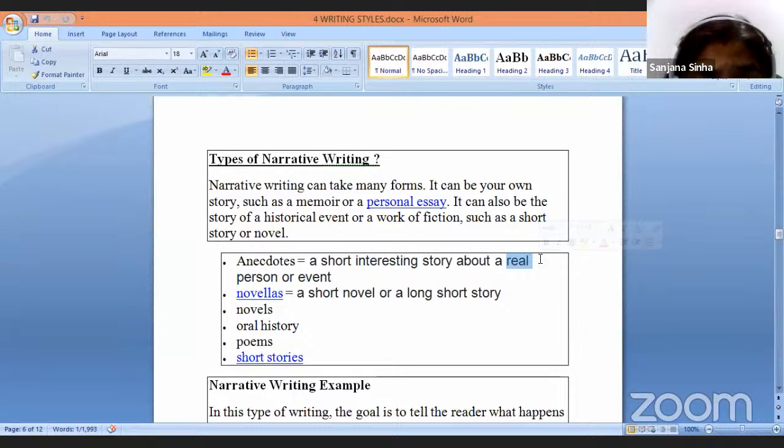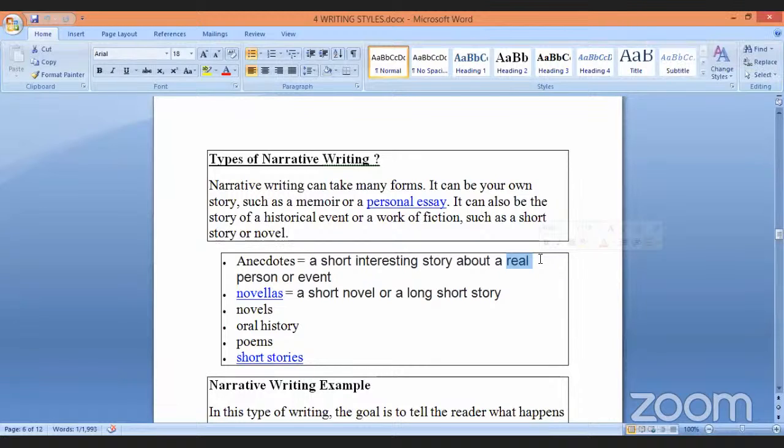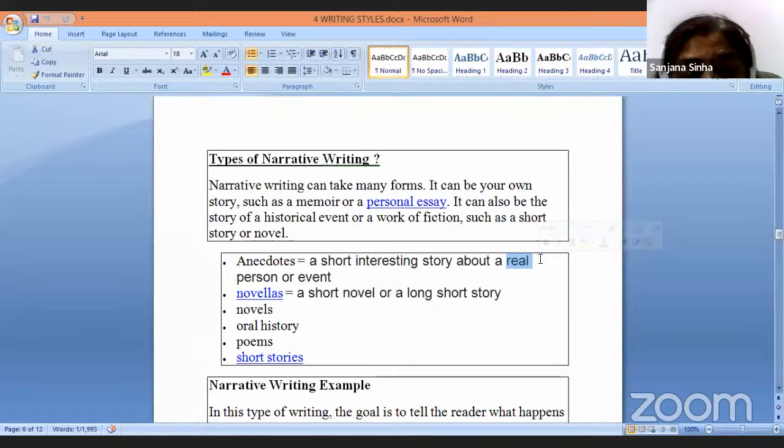So the second is novellas. Novellas का मतलब होता है a short novel. Novels are supposed to be big. छोटा सा novel है तो उसको कहते हैं novella, या लंबी सी कहानी है, long, a short story which is not a novel, a short story which is pretty long. So narratives can also be novels.